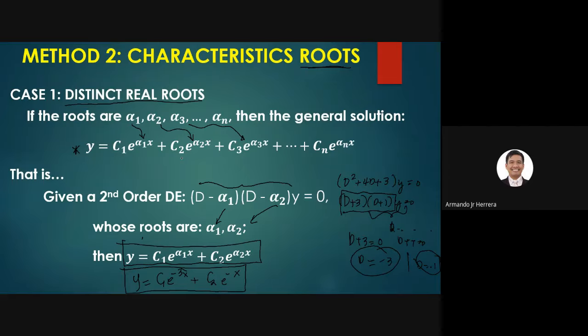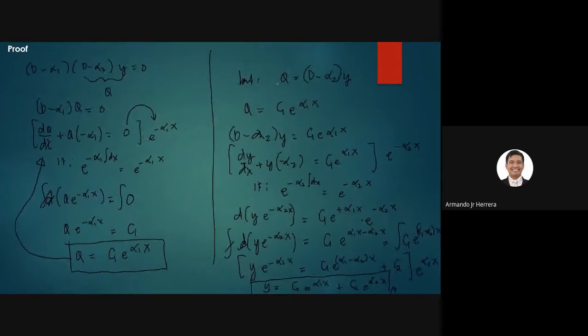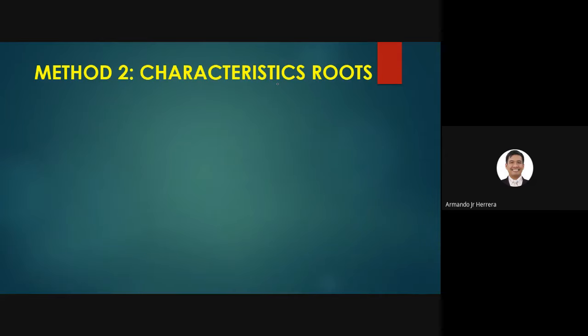So again, the order of the differential equation determines the number of arbitrary constants. So kung meron tayong 8th order, meron tayo dapat constant 1 hanggang constant 8. So that's method 2, gamit ang distinct linear roots or distinct real roots.